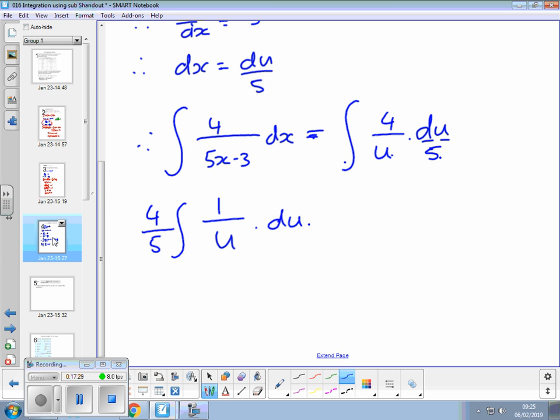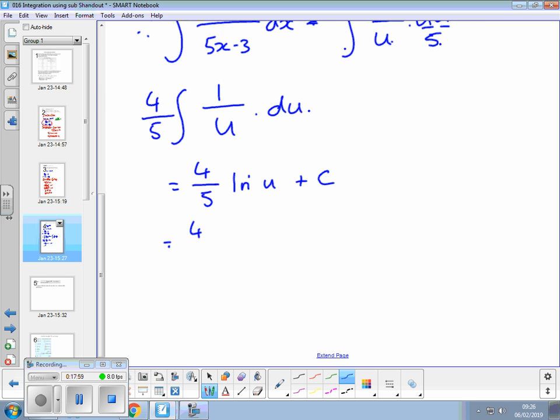Is there anything in your table of integrals that is 1 over x? Yeah, natural logarithm. So we can say that is equal to 4/5 ln u plus c. Don't forget our constant of integration. And then we replace u with what we called u in the first place. 4 over 5 ln brackets x minus 3 plus c.